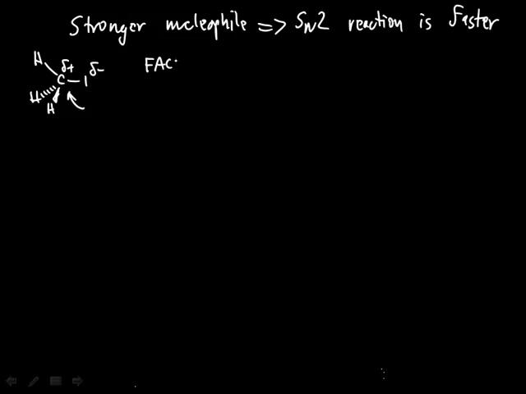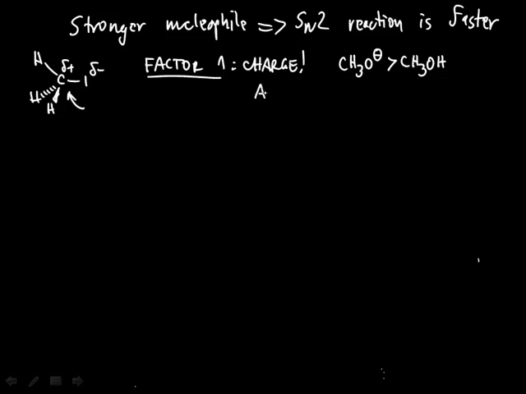So the first factor is charge, okay, which means that if everything else is equal, a charged species such as methoxide ion will be a better nucleophile than its conjugate acid methanol, right? And that will be the case for many other species, and it's a general rule that a base is a better nucleophile than its conjugate acid.